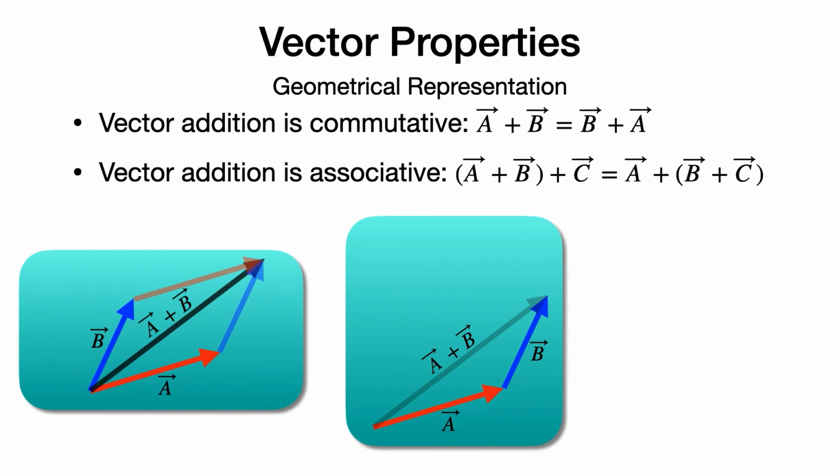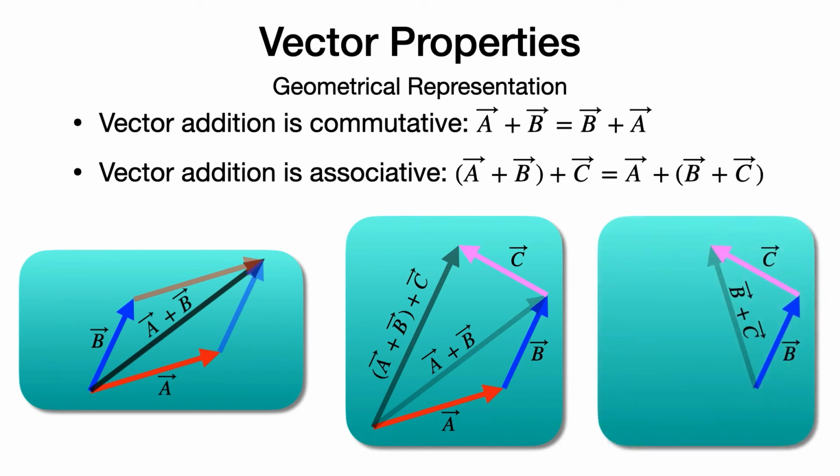Furthermore, vector addition is said to be associative. So if we have 3 vectors we're adding together, A, B, and C, we can add the first 2 vectors, A and B, together first to get A plus B. Then we can add C to that to get A plus B plus C. But we can also start by adding B and C together if we want. Then we can add A to it, and it gives us the same vector. And we can also add them in a different order. We get the same thing.